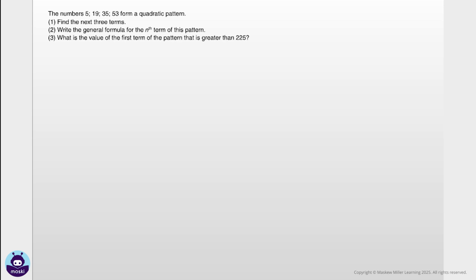The numbers 5, 19, 35, 53 form a quadratic pattern. Find the next three terms. Write the general formula for the nth term of this pattern. What is the value of the first term of the pattern that is greater than 225?